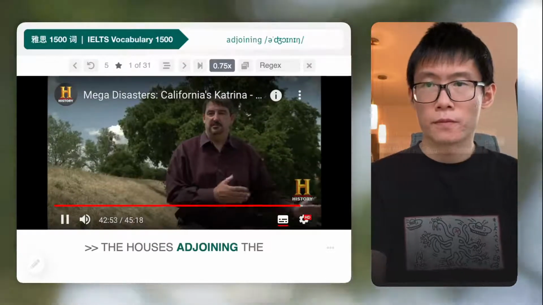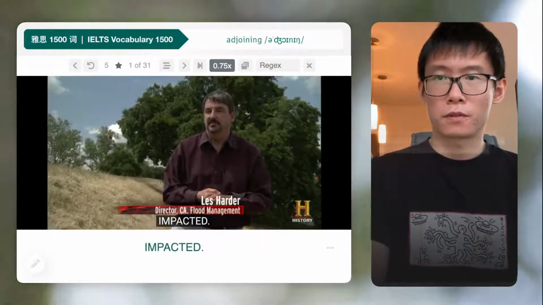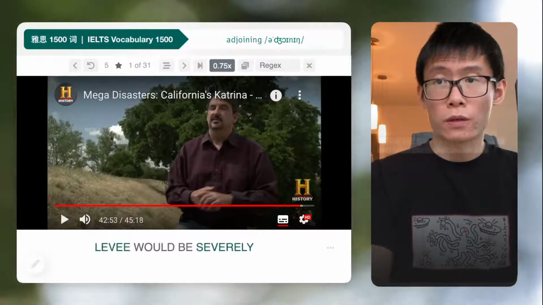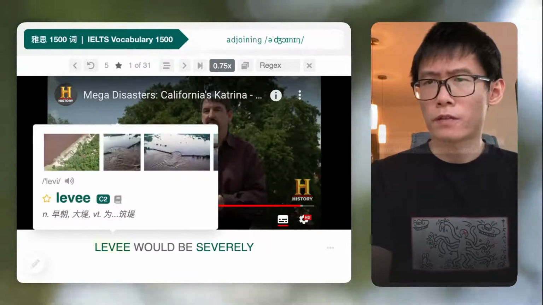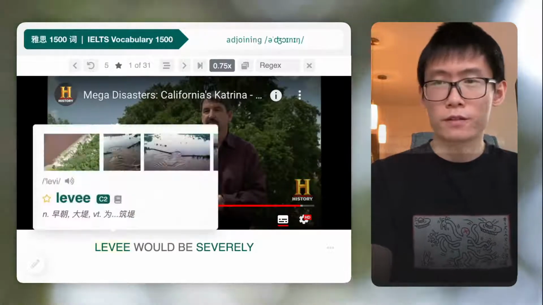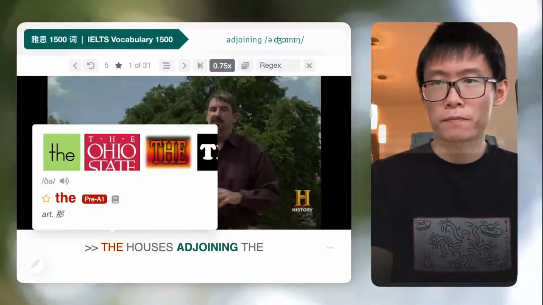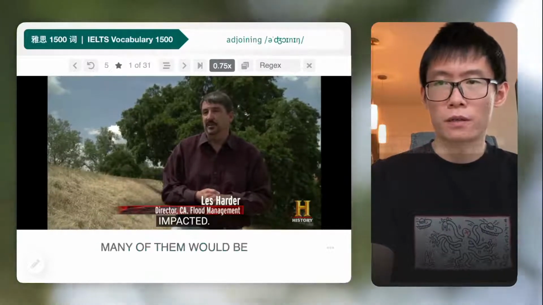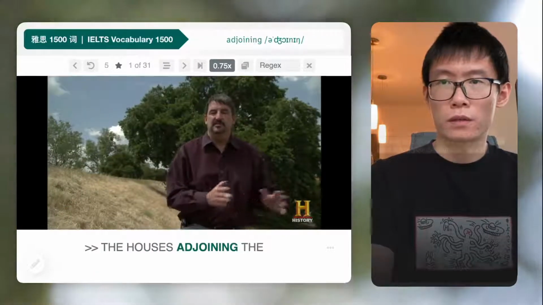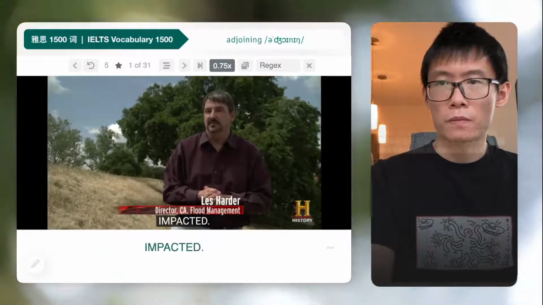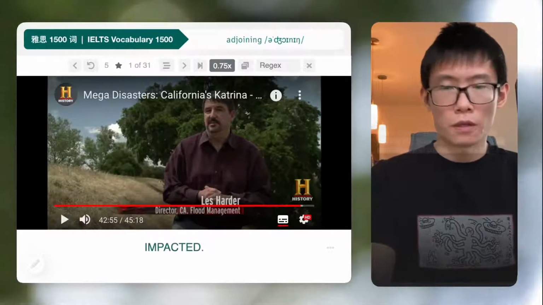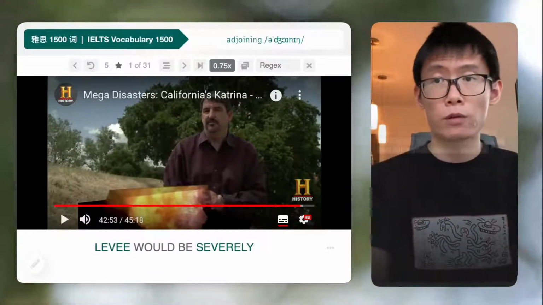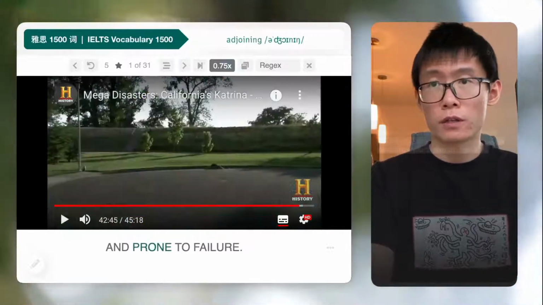The houses adjoining the levee would be severely impacted. So he's saying that the houses that are next to the levee would be severely impacted. This is the first time I encountered this word. The houses adjoining the levee would be severely impacted. So this levee, I think 就是堤，好像是大堤，对，大堤附近的一些房子都会被影响到。Oh yeah, that's what it is. So that's the levee.